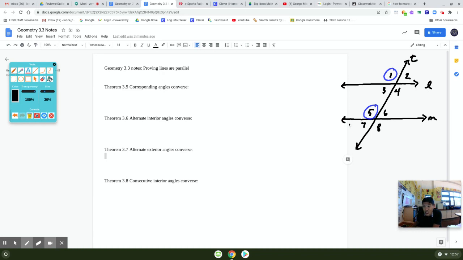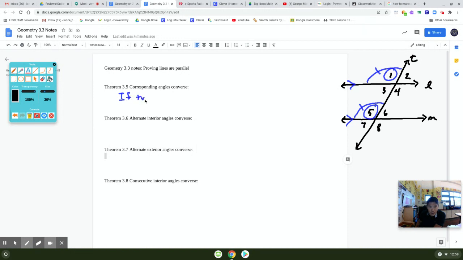Again, notice that it's not given that L and M are parallel, but if you know or it's given that a pair of corresponding angles are congruent, like angles 1 and 5, then those 2 lines would be parallel. Then line L is parallel to line M. So I could state the corresponding angles theorem converse as such. Again, we're just taking the converse of the corresponding angles theorem.